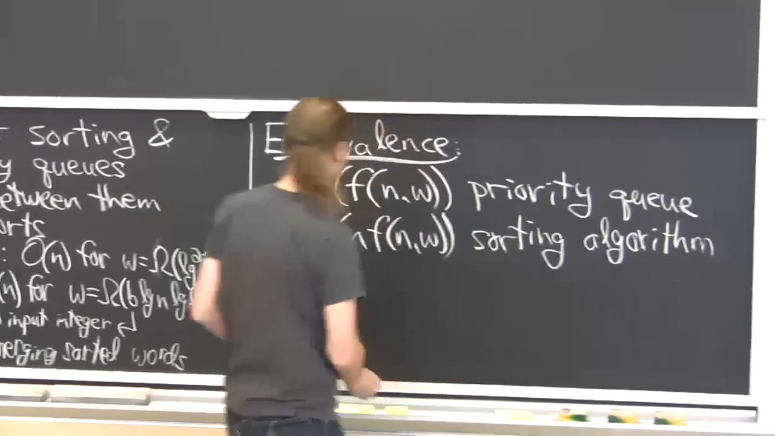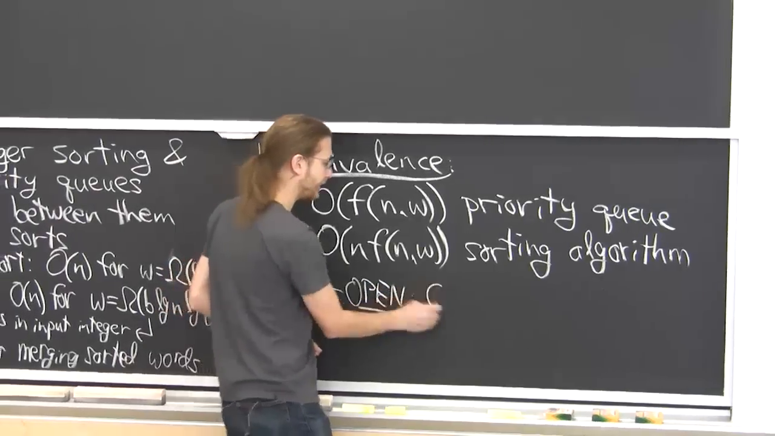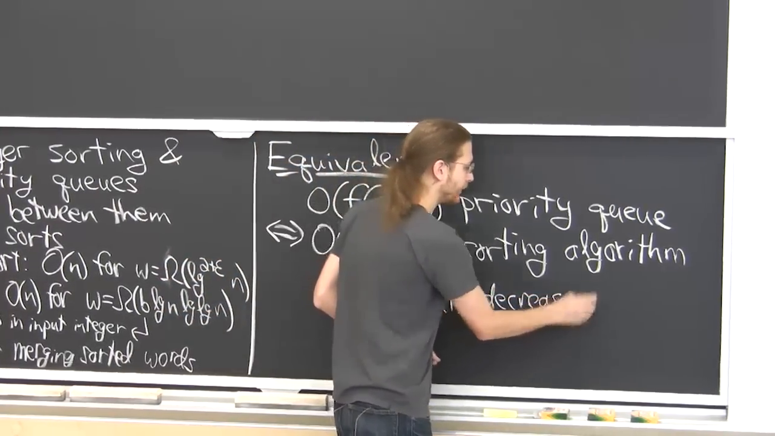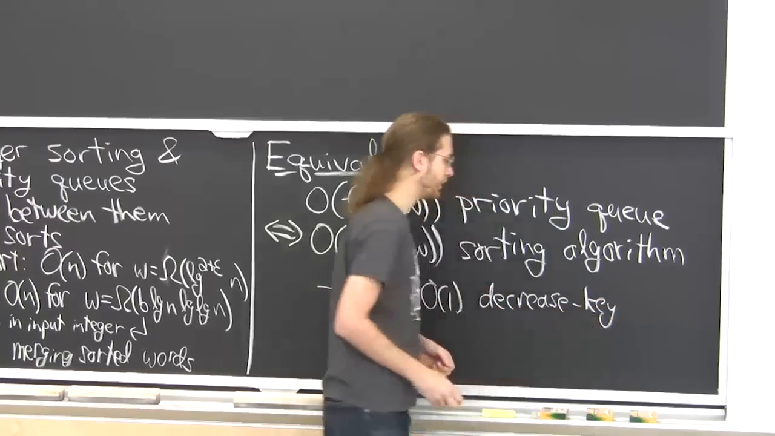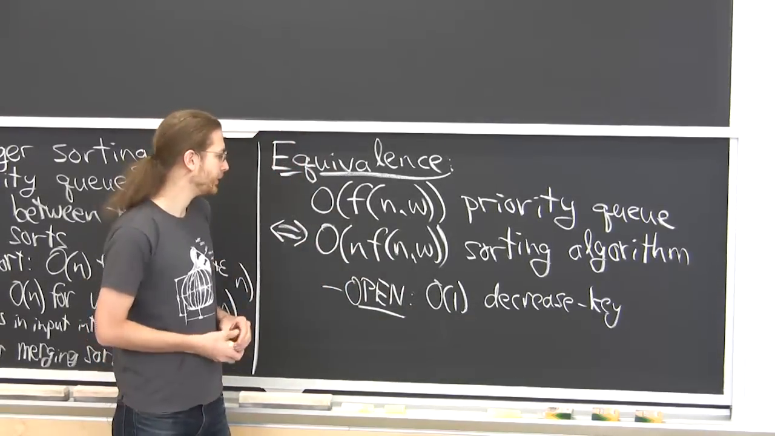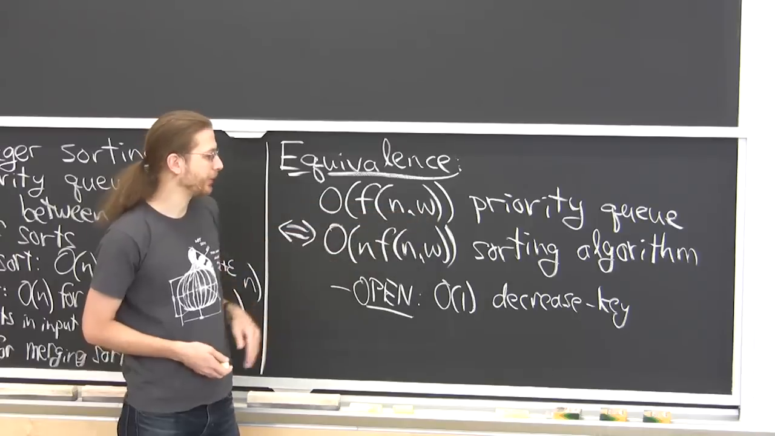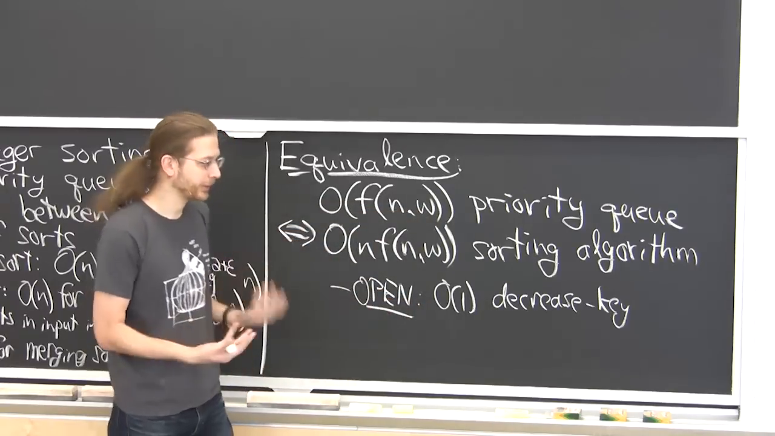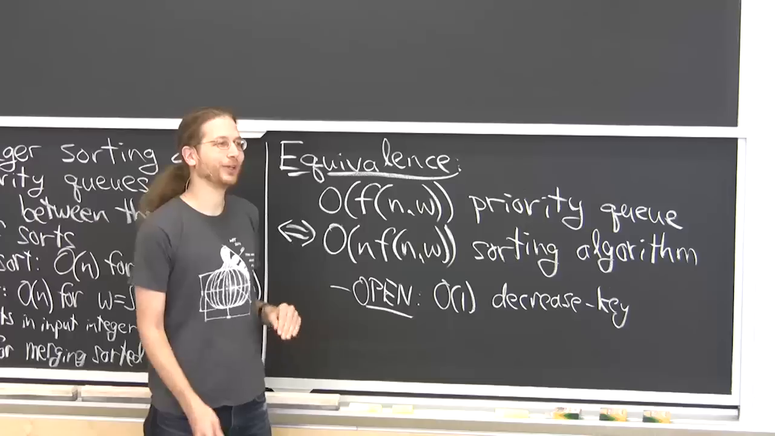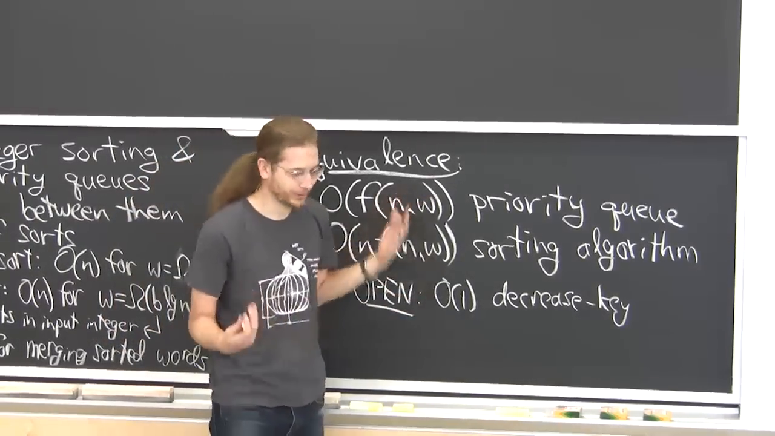Let's see, it's an interesting open problem here. Can you get constant time decrease key? And ideally also insertion. But decrease key would be handy because this would be useful in this reduction. If you have a sorting algorithm, to get a priority queue with constant time decrease key, that would have applications to Dijkstra's algorithm. Of course, if you can sort in linear time, then everything can be done in constant time. So this is not the most interesting open problem, but it would be a step in that direction.